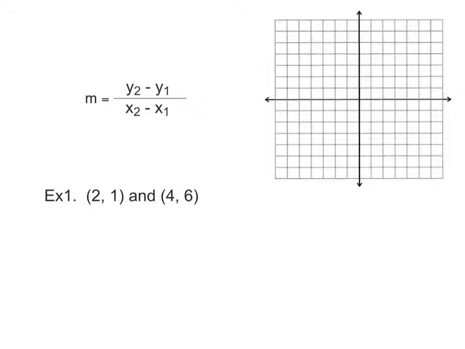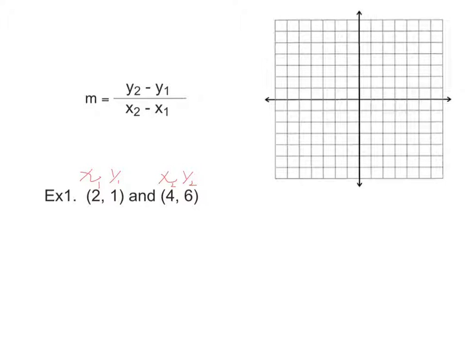All right, here's the first example. I went ahead and put the slope formula here just for reference. All right, so we have the points 2, 1, and 4, 6. Let me go ahead and label those points. You'll probably want to do the same thing. That's x1, y1, x2, and y2.